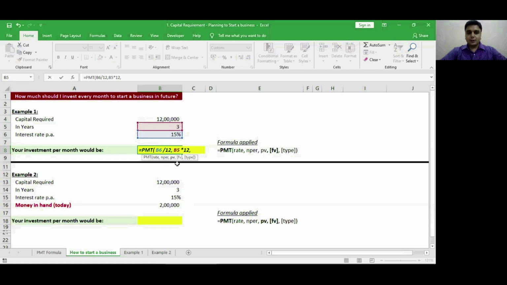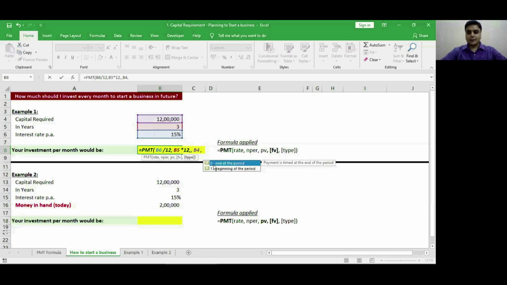Now it is asking me to input present value. In the given case, there is no present value. There is a future value. In today's date I don't have a value with me, but I want 12 lakh as a future value after 3 years. So I will not mention anything in PV. I will simply put another comma, and in the field of FV, I will mention 12 lakh rupees, comma.